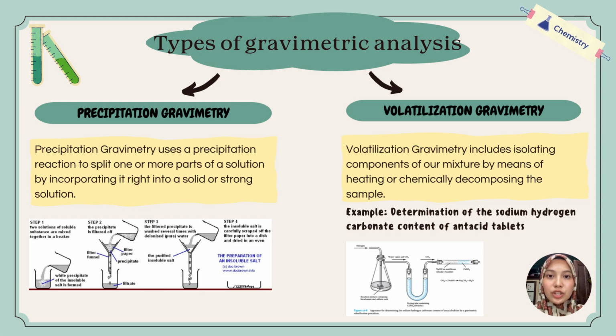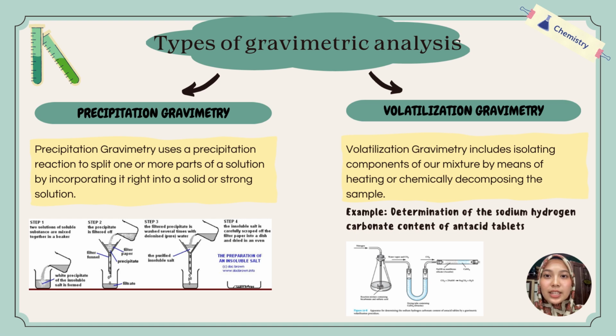Firstly is precipitation gravimetry. The analyte is separated from a solution of the sample as a precipitate and is converted to a compound of known composition that can be weighed. Or, the analyte is converted to a sparingly soluble precipitate that is then filtered, washed free of impurities, and converted to a product of known composition by suitable heat treatment and weighed. Precipitation gravimetry uses a precipitation reaction to split one or more parts of a solution by incorporating them into a solid or solid solution.